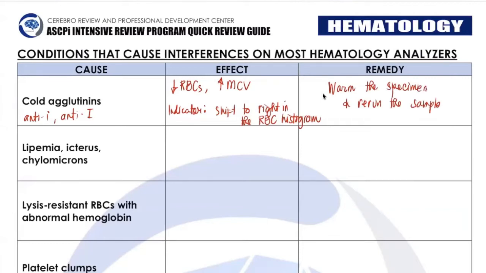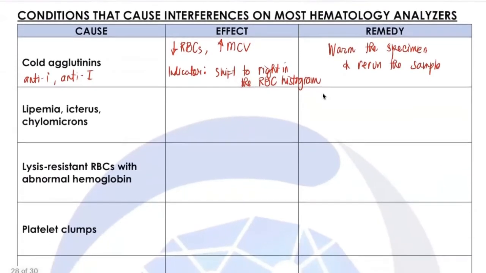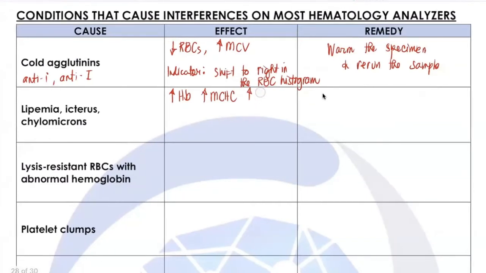Next is presence of lipemia, icterus, and chylomicrons. Of course, chylomicrons are known causes of sample lipemia. Okay, so how will they affect the result of the analyzer? This will increase your hemoglobin determination. And of course, the hemoglobin dependent indices will also be increased, no? Yung MCHC tsaka yung MCH.